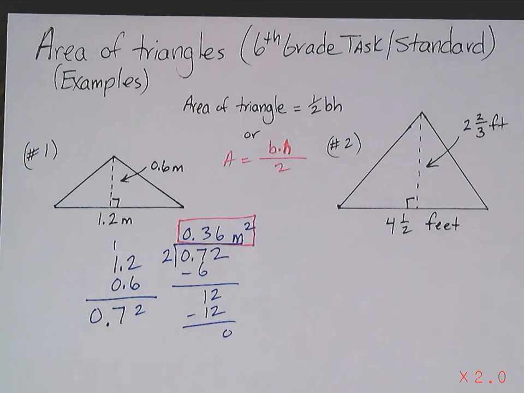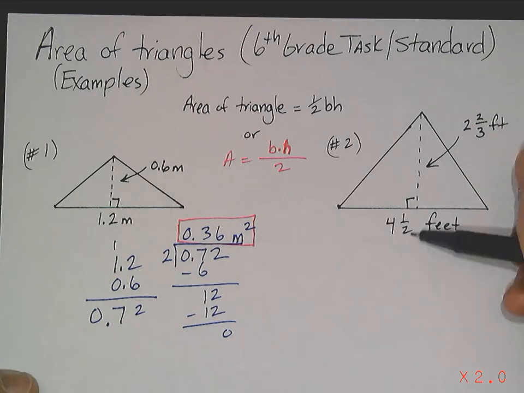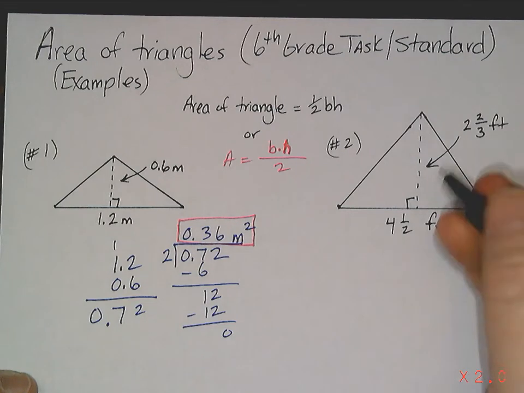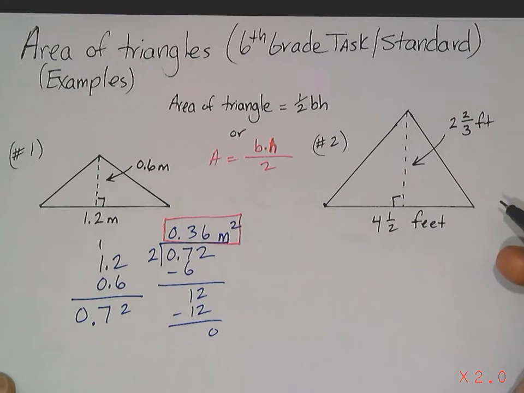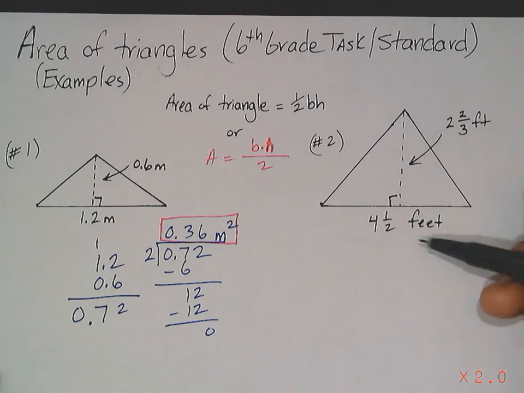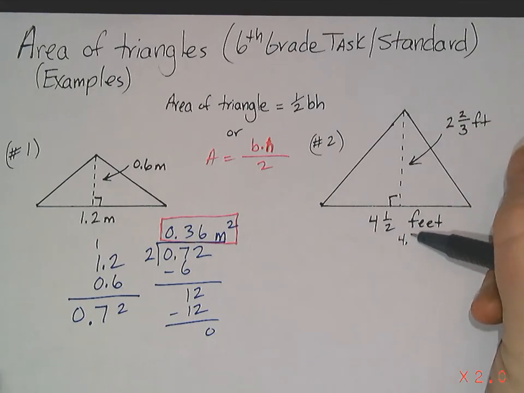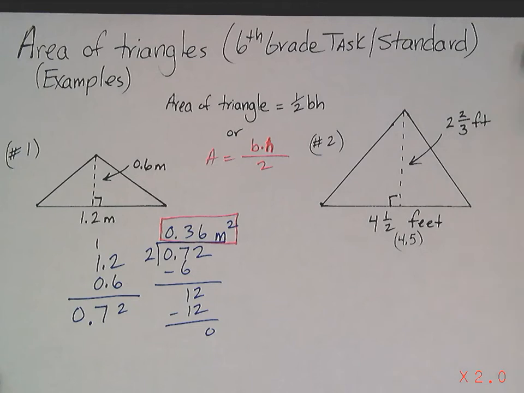For number 2, number 2 is a little difficult because we have mixed numbers. So we need to figure out how to multiply these two mixed numbers. We've got base and height here, and then we have to divide that by 2. There are 2 ways you can do it. One way is you can convert these to decimals. This could be 4.5, and this as a decimal would be 2.6 repeating. Then you can multiply those two together, divide by 2, and you get your answer.